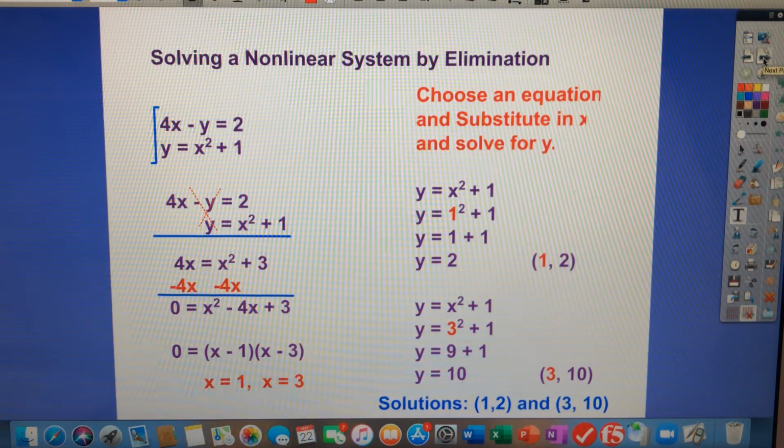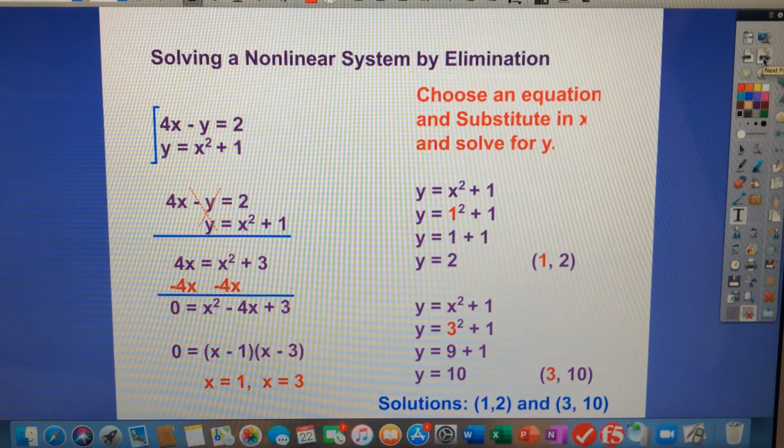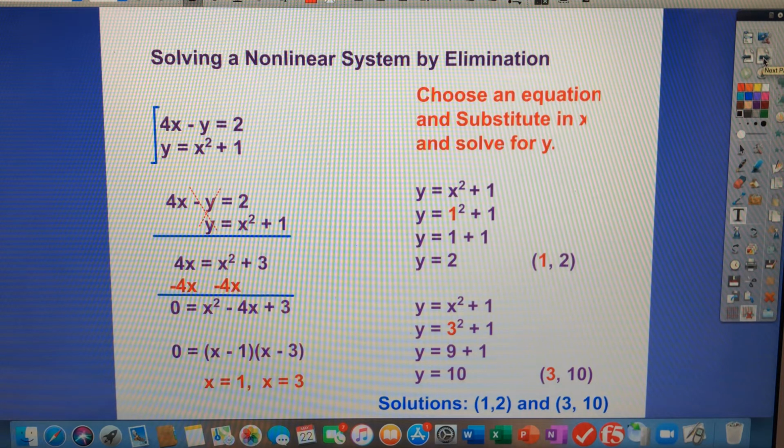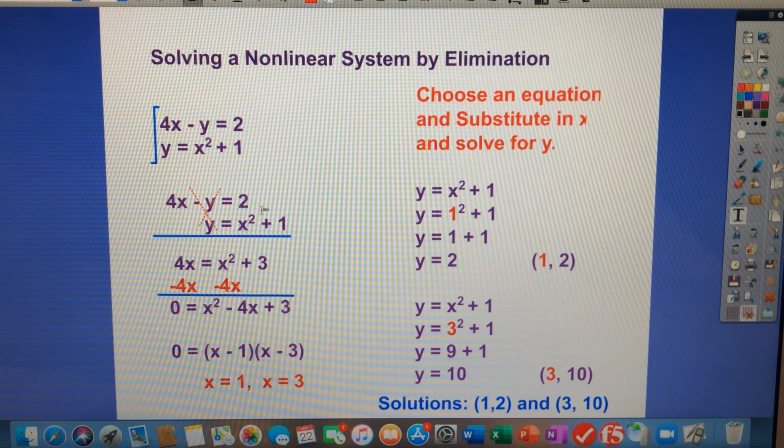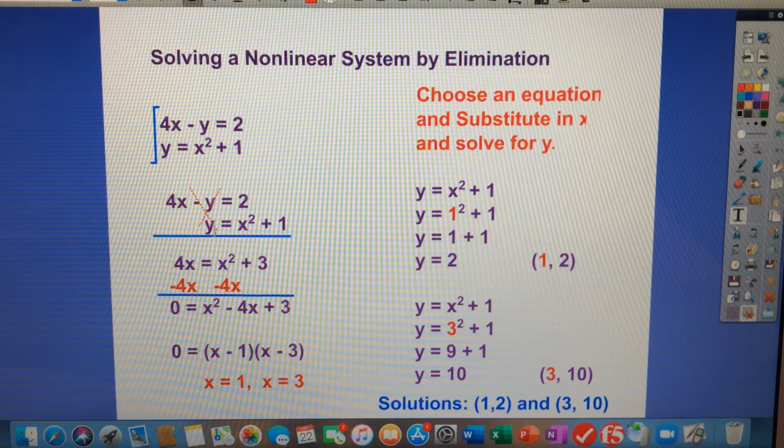What if I want to solve a nonlinear system by elimination? I can do it. I have to line up my coordinates. I have a 4x minus y equals 2, and I have a y equals x squared plus 1. I lined up my y's. Negative y and a positive y cancel out. I'm left with 4x equals x squared plus 3.